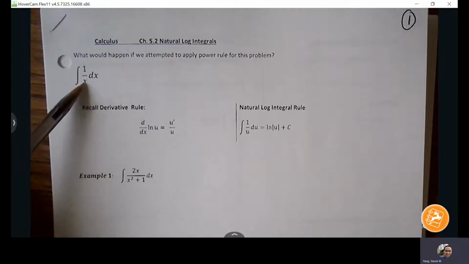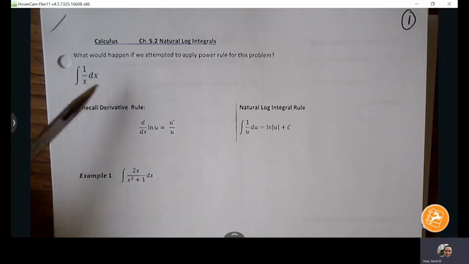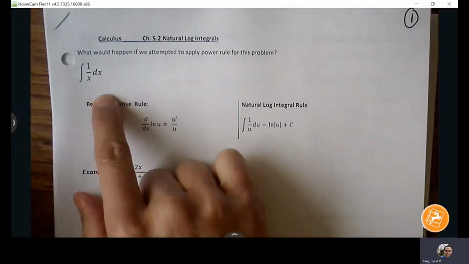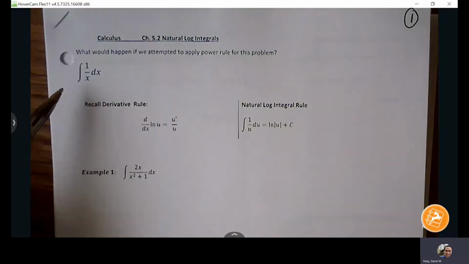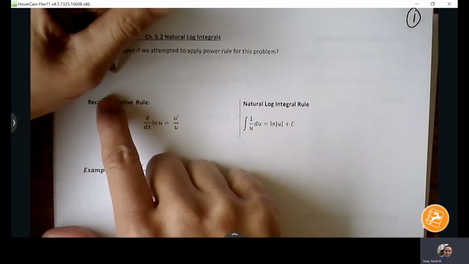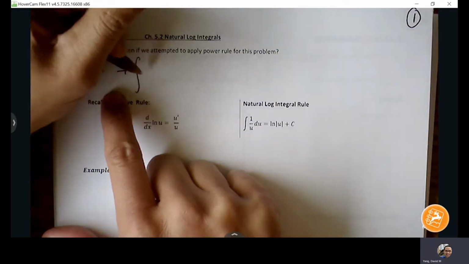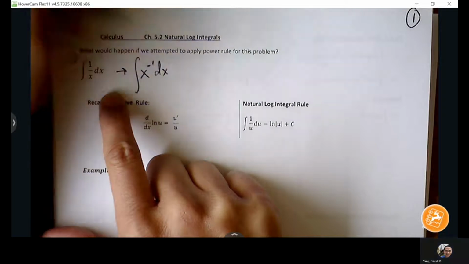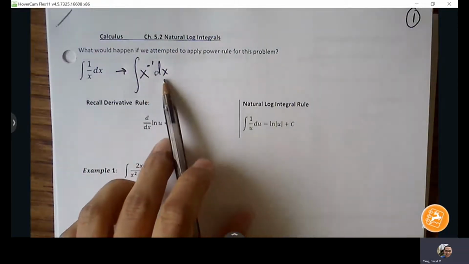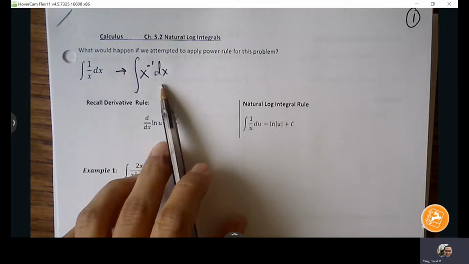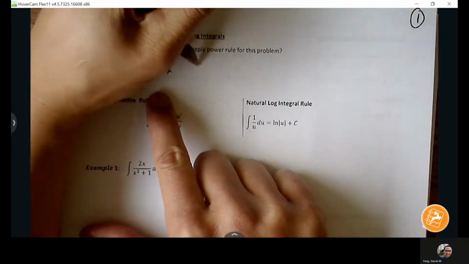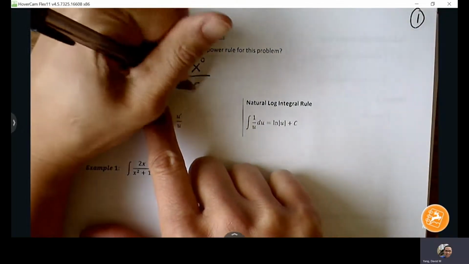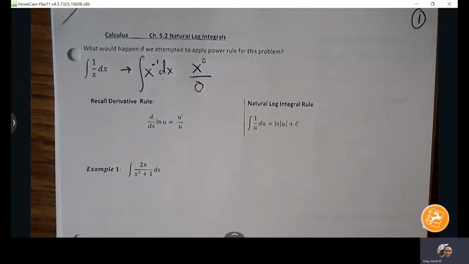Now let's think about power rule, or at least the rule that we do know how to use, that we would attempt this with. What would happen if we attempted to apply power rule for this particular problem? If we attempt the power rule, we know that the variable has to be living in the numerator, so we're going to have to bring that x up. It becomes x to what power? Negative, well, just -1, right? But what's going to happen if we attempt the power rule at this stage? We'll get x to the 0 over 0. Okay, and this doesn't exist, right?